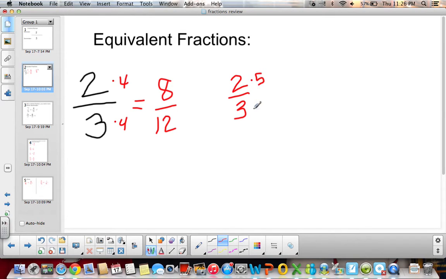Okay? I can find another fraction equivalent to 2/3 by multiplying by a different number. This time I'll do 5. 2 times 5 is 10. 3 times 5 is 15. So 10/15 is the same as 2/3. Okay?